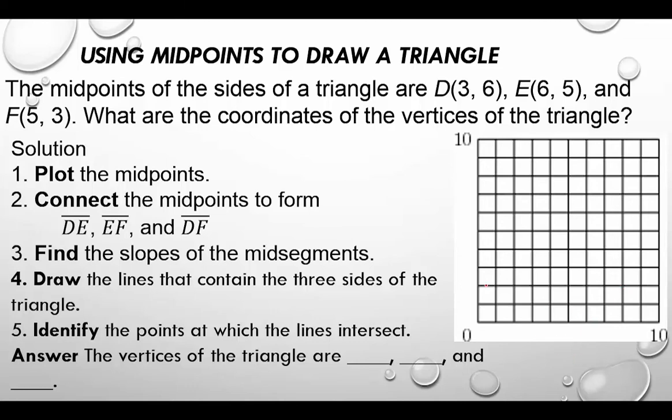So first thing is, we're given the steps here. It says plot the midpoint. So let's go ahead and plot the midpoint. D is at (3, 6). 1, 2, 3. 1, 2, 3, 4, 5, 6. E is at (6, 5). And F is at (5, 3). Create our triangle.